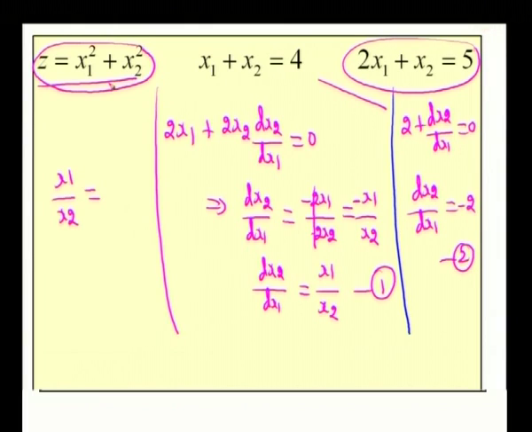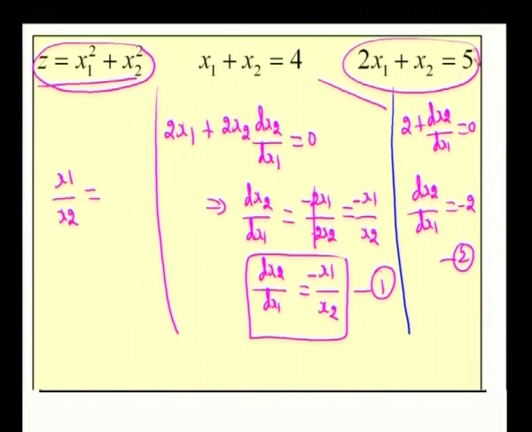The gradient of the tangent to the circle is obtained by differentiating this equation with respect to x1. So, we have 2x1 plus 2x2 dx2 by dx1 equal to 0. By simplifying this equation, we have dx2 by dx1 equal to minus x1 by x2. We name it as equation 1.